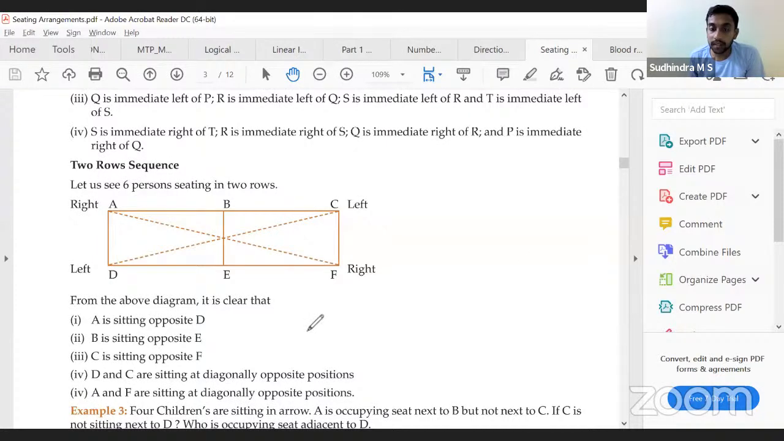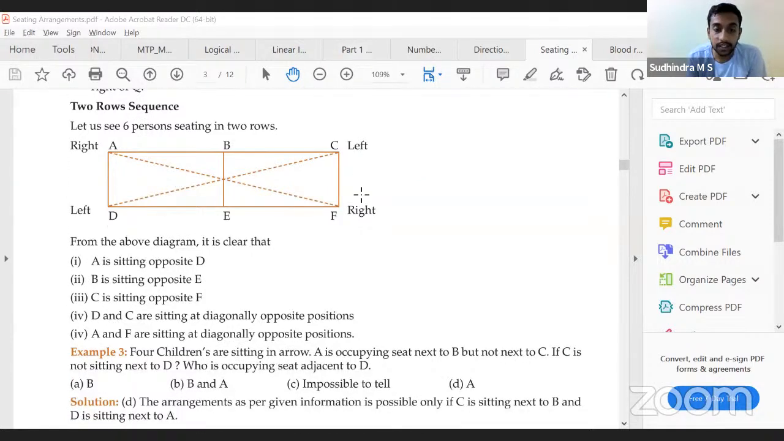A is occupying the seat next to B, but not next to C. So obviously, C should sit here. He cannot sit beside A. And C is not sitting next to D. So obviously, D cannot sit here. D has to sit here. So this is how they have to sit. Who is occupying the seat adjacent to D? A. So A is occupying the seat adjacent to D.